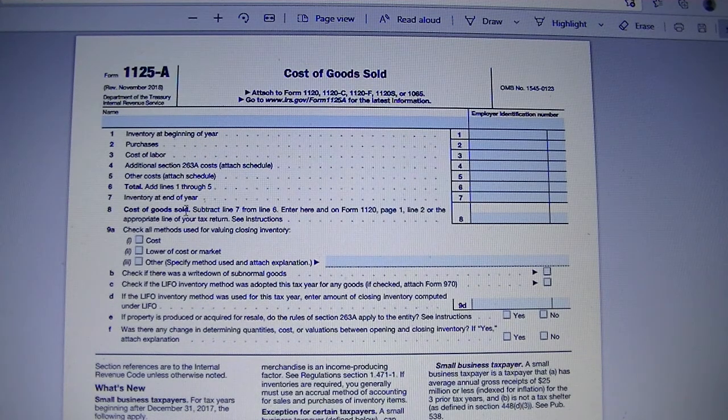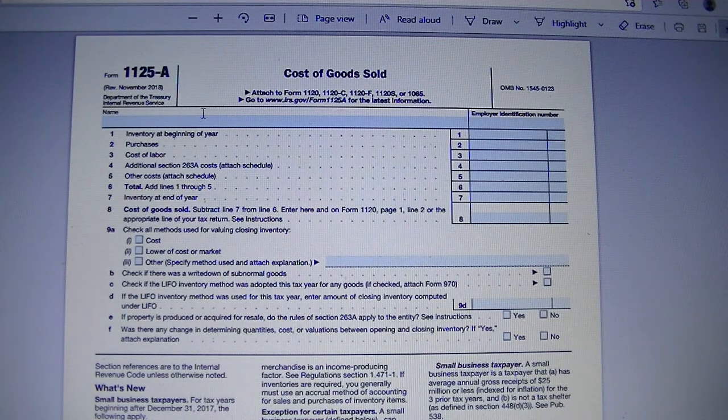So the cost of goods sold will be the total of beginning inventory and purchases minus inventory at the end of 2020. That will give you the cost of goods sold, and that cost of goods sold will go on page 1 of your 1065.